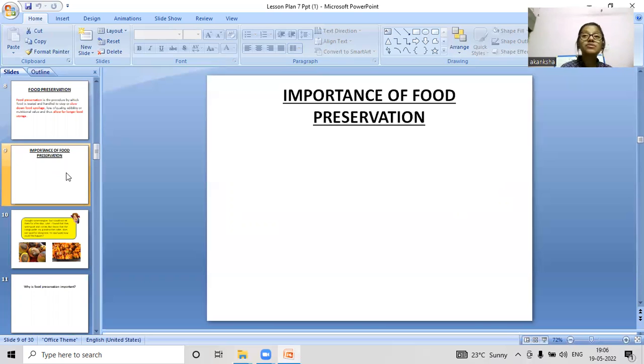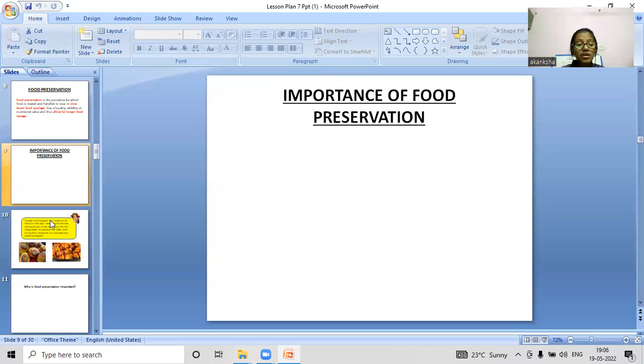Yes, very good. The importance is that if we have plenty of food right now and in some other season we are not getting that food, then to eat that food at that period of time, we save it for the future. That's why we are using food preservation. Yes, very good. What else? If certain food is available in a particular area and not in other areas, we can take the preserved food to that area. So this is also one of the importances of food preservation. Yes, you all answered it correctly.